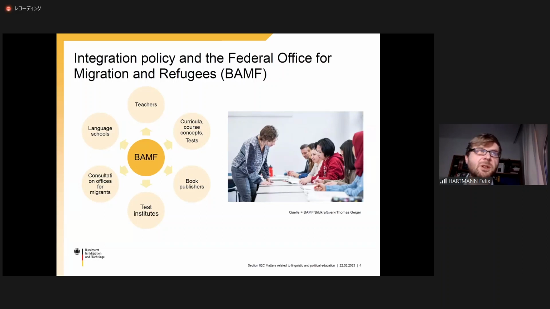I also wanted to mention that we have a system of consultation offices for migrants in Germany, which is supported by the BAMF, where migrants can go and ask questions about daily life problems like finding a course, finding a place to live, health issues, care for children, and so on. So this is how we manage the system.